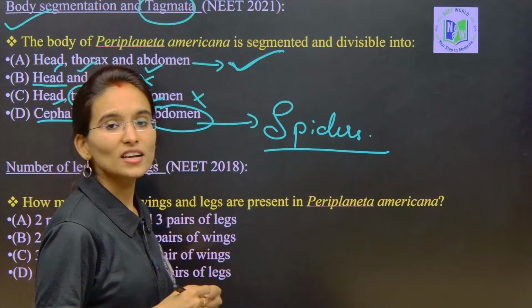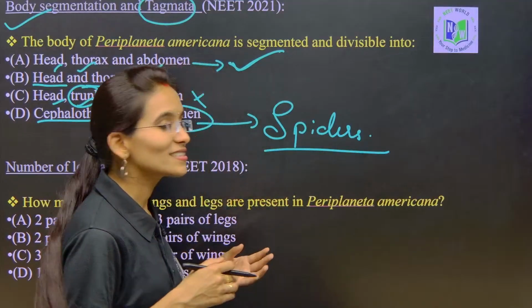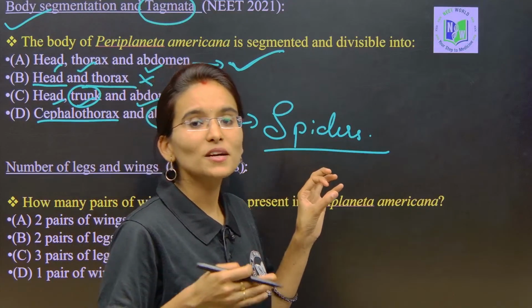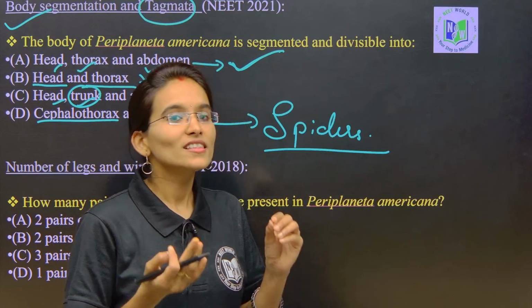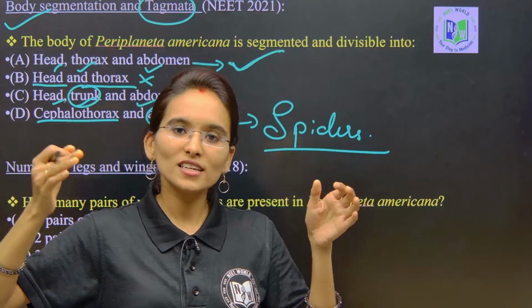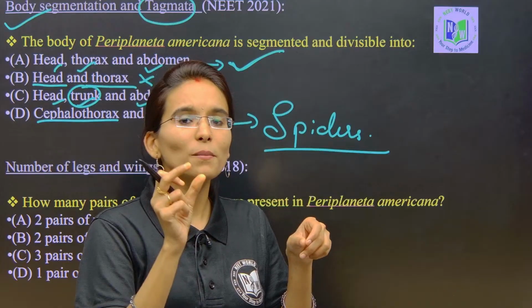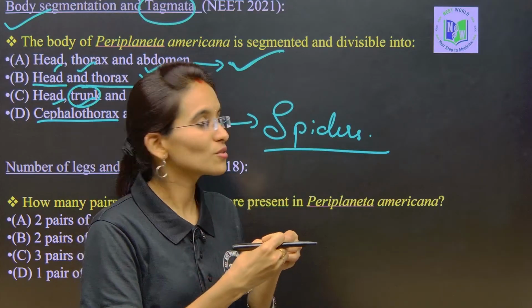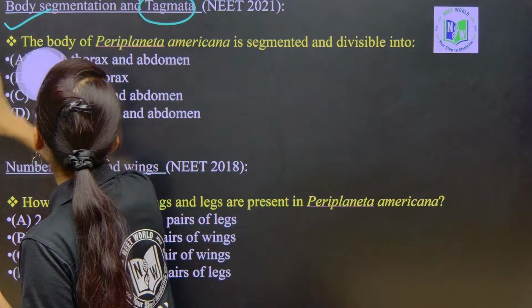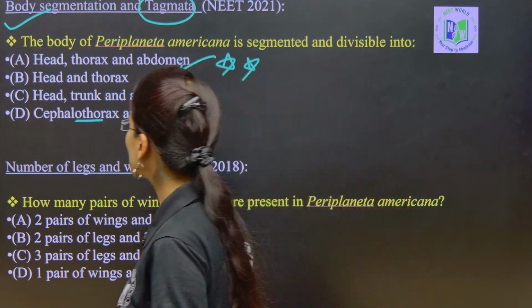So what is cephalothorax, my dear students? Fusion of the thorax with the head, right? That is called the cephalothorax. We can find the cephalothoracic nature in spiders, but when we studied the cockroach, we understood the thorax is separate, the head is separate, and the abdomen is separate. The thorax is not fusing with the head. Only the pronotum has been fused. So it is not a cephalothoracic nature; it is divisible into head, thorax and abdomen. Yes, most important.